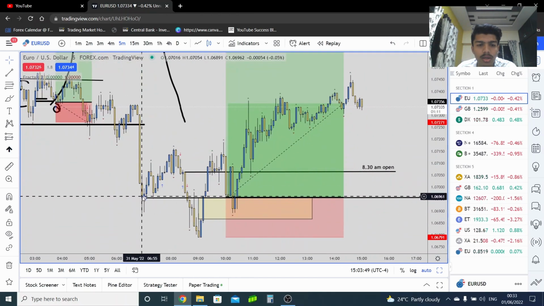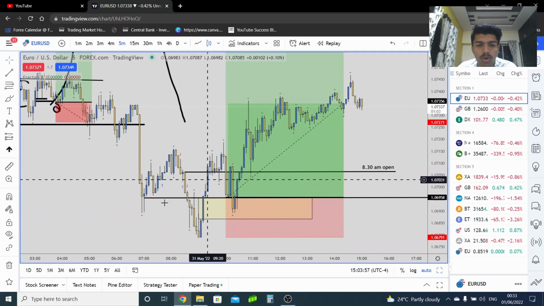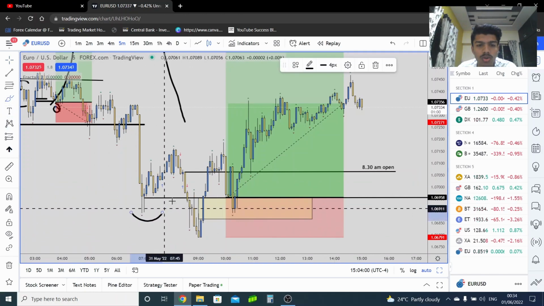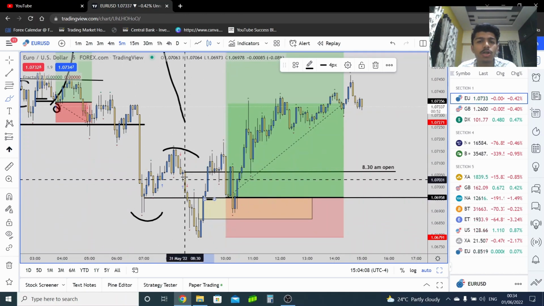then what does market do? This is the 7 a.m. EST opening. Market goes below there, and 8:30 a.m. starts. Market goes below 8:30 a.m., goes up. Now what is market doing? Taking the lows, taking the highs, and then creating a fair value gap. And once market is creating a fair value gap, this model is the ICT 2022 model.